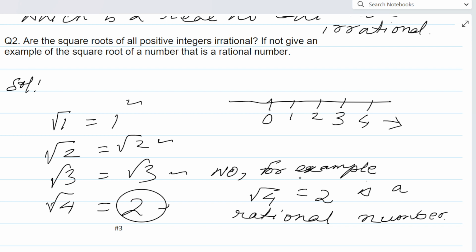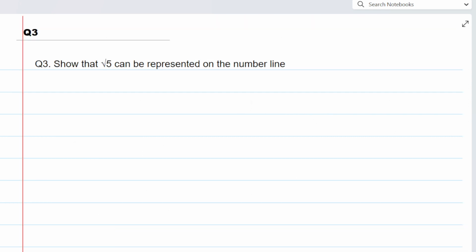Hope you understand. Okay, so if you understand, let's go to the next question. I'll show you in some other classes how to show root 5 and root 3 on the number line. This type of question I'll show you in my later classes, not now. So I hope you understand this exercise 1.2, and in the next video I'll do all the examples of exercise 1.3. By then, see you and thank you for watching.